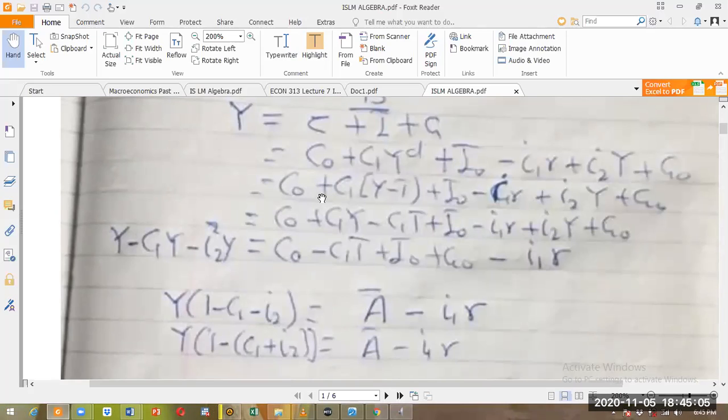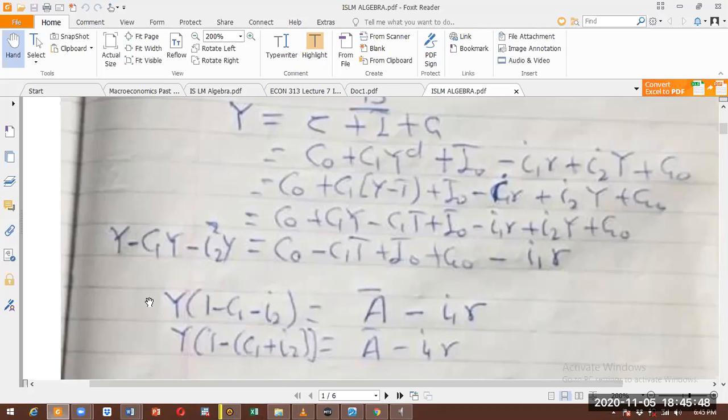Now we want to make Y the subject. So we have to send all the terms with Y to the left hand side. So we have C1Y here, so we have Y minus C1Y. Then we have I2Y, so when you bring it here, we get minus I2Y, equal to C0 minus C1T plus autonomous investment and then government spending, minus I1 times interest rate. I'm calling this the autonomous expenditure, the A bar.